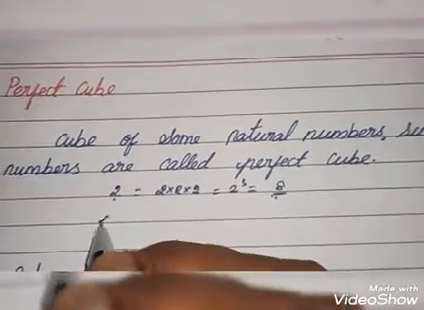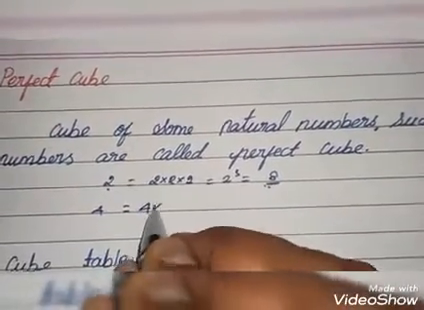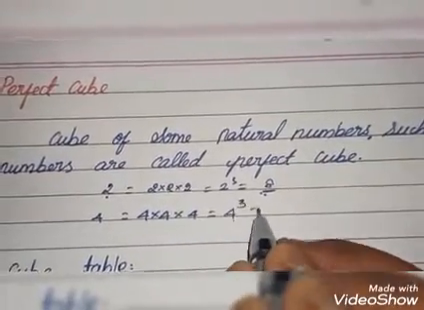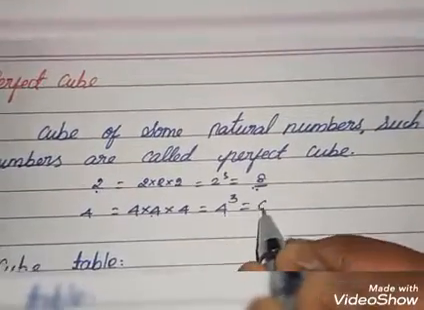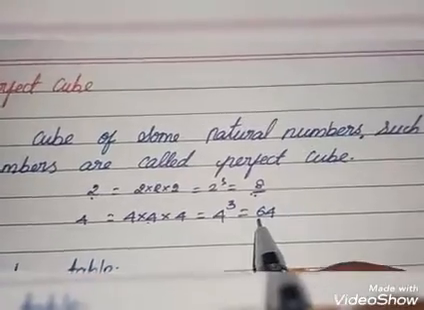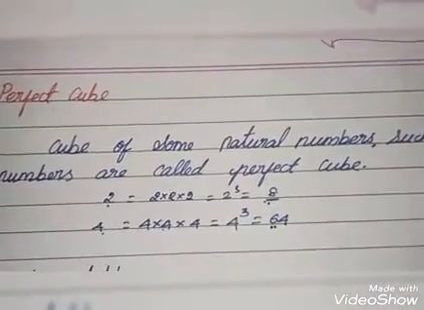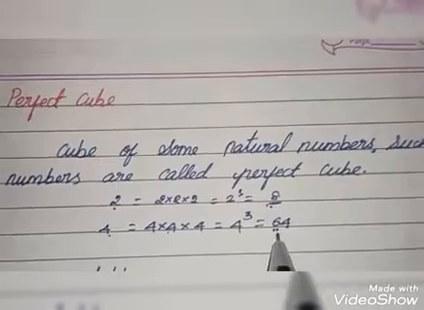In the same way, take 4. 4 into 4 into 4 becomes 4 raised to the power 3. 4 4s are 16, then 64. So 64 is the perfect cube of 4.